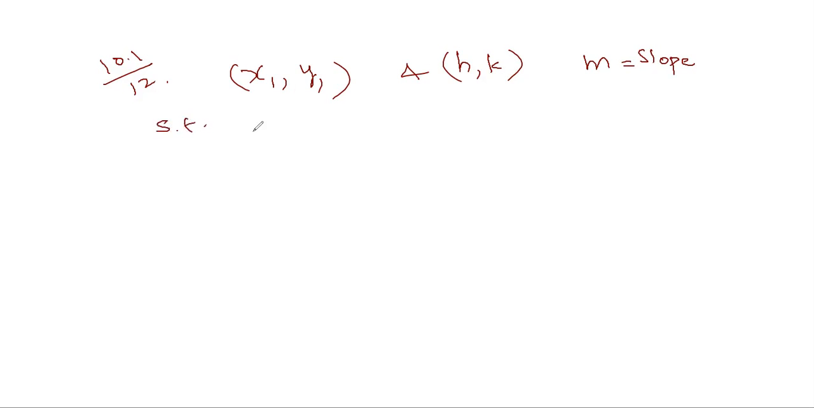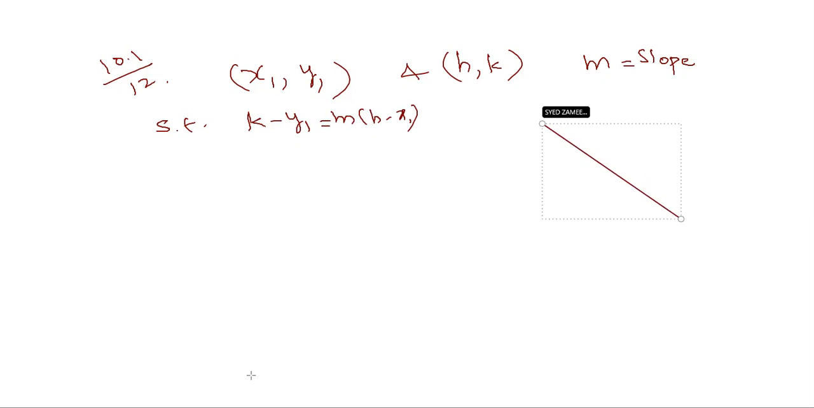Question number 12. A line passing through the point x1, y1 and h, k. From these 2 points the line is passing. If the slope of the line is m, then show that we have to prove that k minus y1 is equal to m times h minus x1.